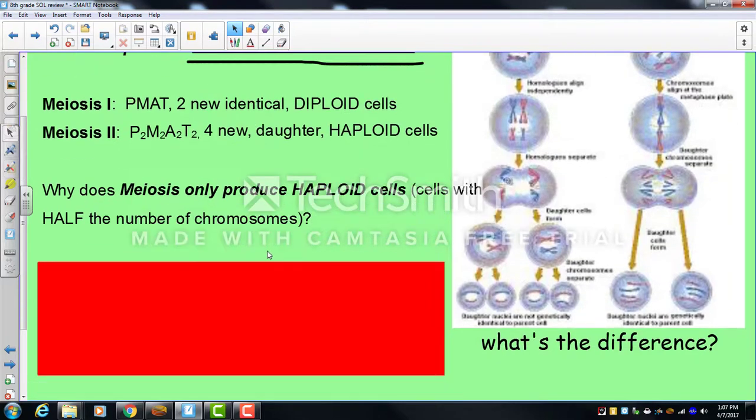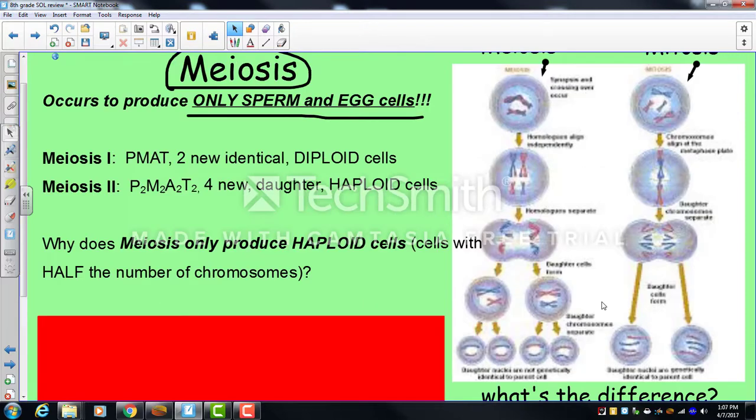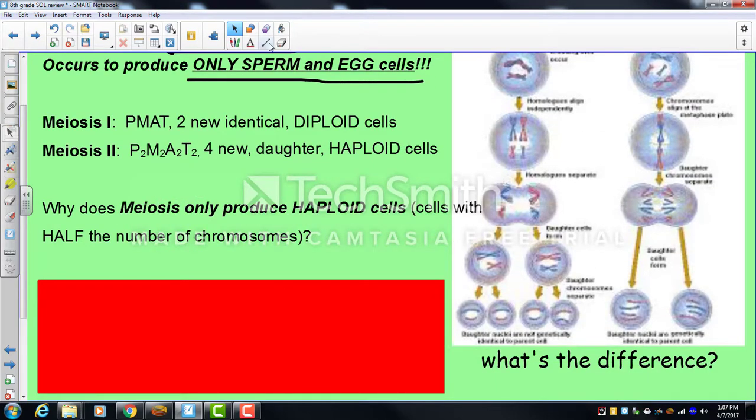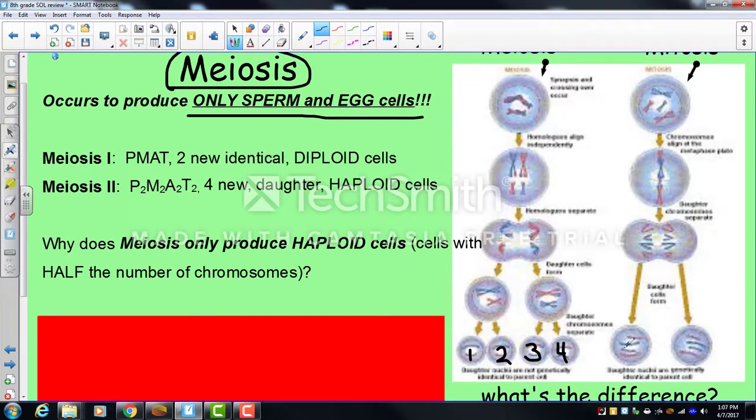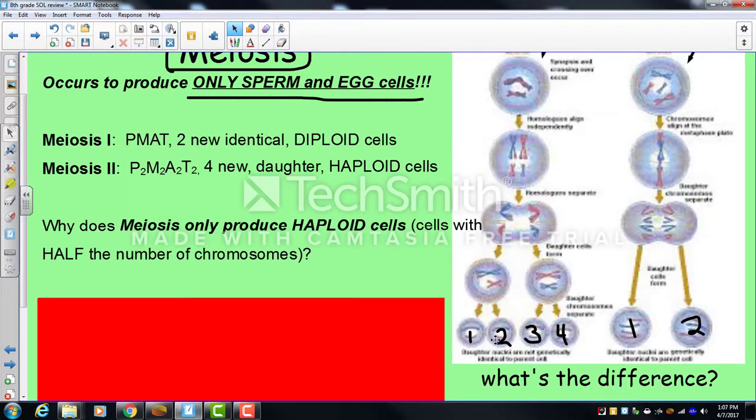Now, here's the biggest difference. At the end of meiosis, how many cells do you see? We've got one, two, three, and four. Whereas in mitosis, you have only two daughter cells, and they are exactly the same. They are identical. In meiosis, we have four non-identical cells. They are not the same at all.